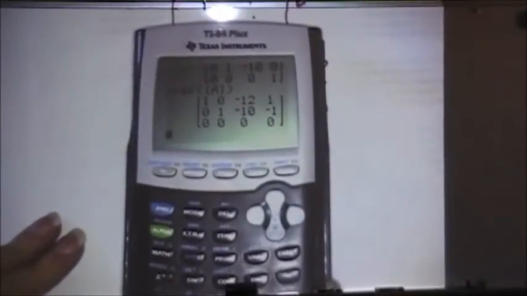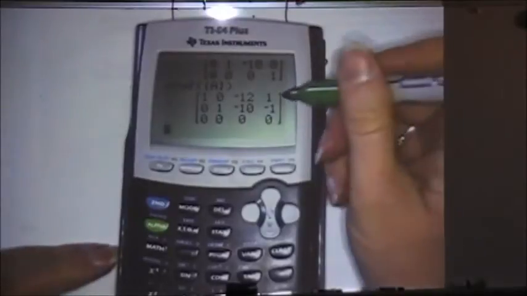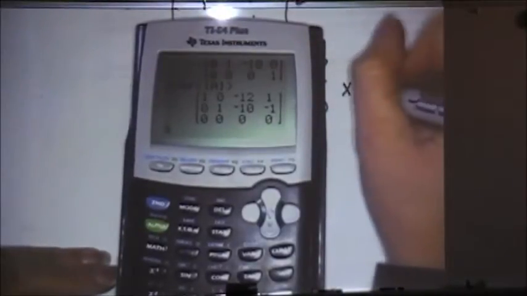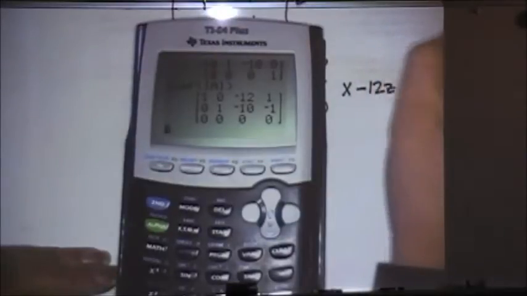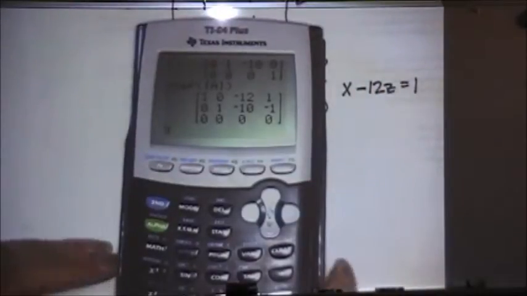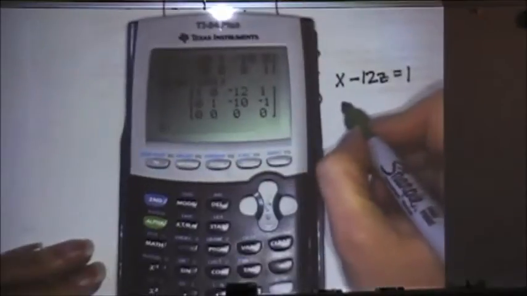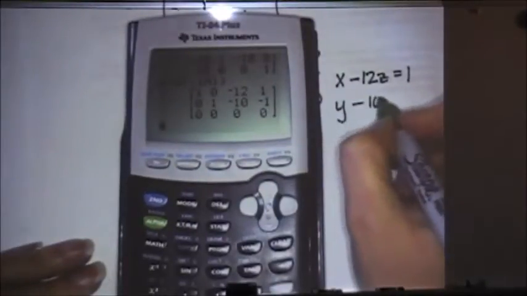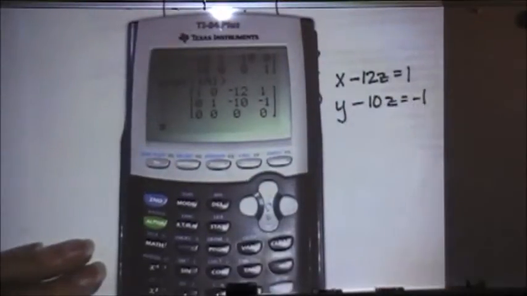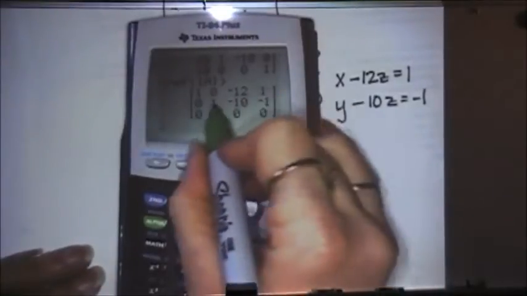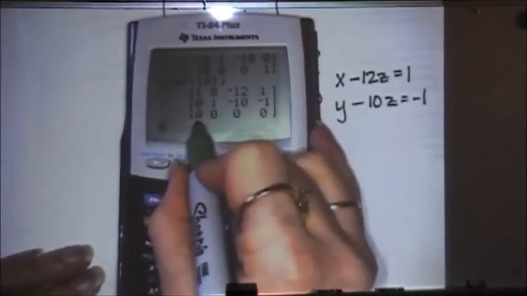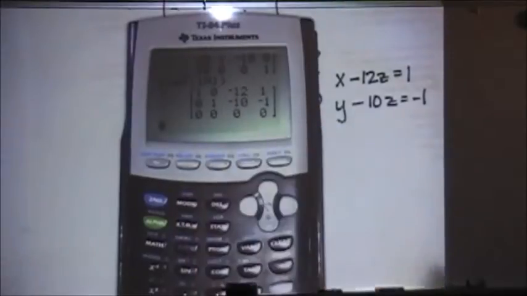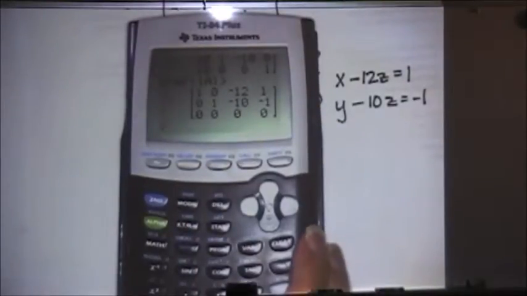So if I look at what my calculator gave me after I did the RREF, I've actually been left with 2 equations. My top equation actually says x minus 12z equals 1. And my second equation actually says y minus 10z equals -1. That's what these are telling me, because these are coefficients of the x column, the y column, and the z column. And that last column, of course, is your answers.